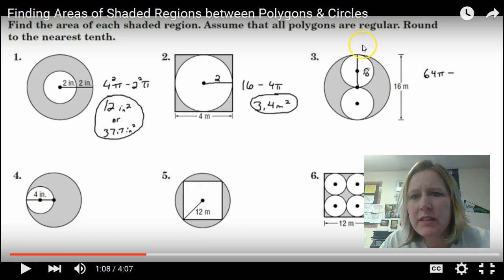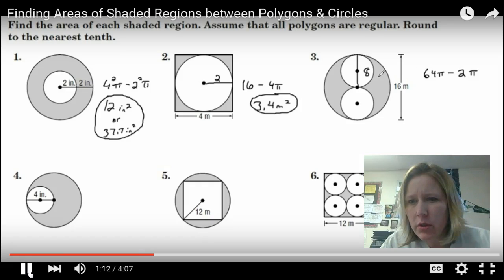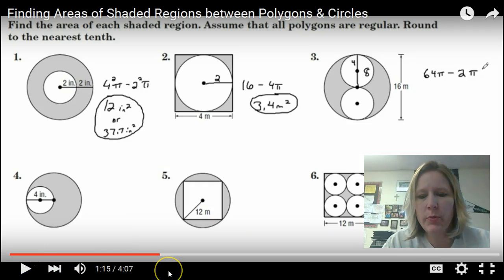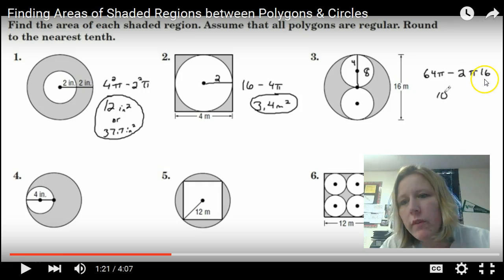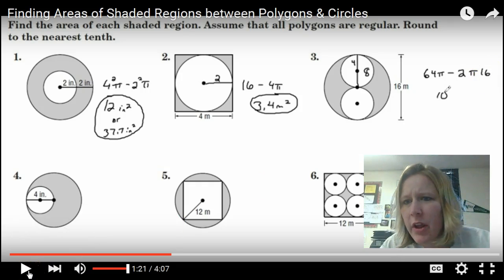So 64 would be this big circle, because the radius of the big circle, I would have drawn it this way, is 8. So 8 times 8 is 64. Pi minus, let's do the inside circles. 2 smaller circles, so we'll have 2 of them, times pi, and the radius of each of those is 4. Okay. So the radius on those 2 smaller ones is 4. So 4 times 4 is 16. So that whole formula is basically saying the big circle minus the two smaller circles. And the two smaller circles have a radius of 4. 4 squared is 16. All right, slowing it down, figuring it out.